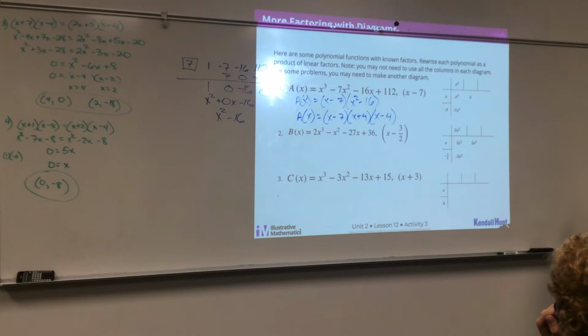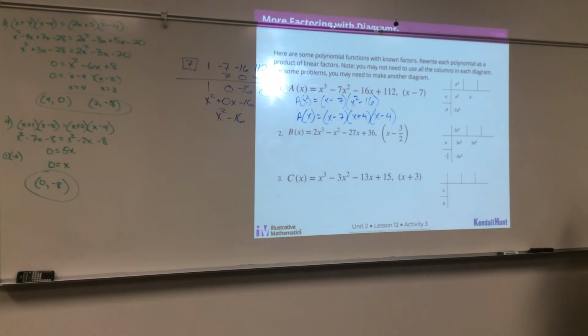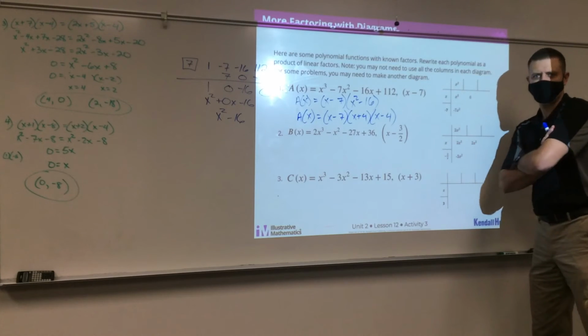So we would be done with number 1 now. Okay? By the way, where does the graph of a of x cross the x-axis? 7, -4, +4. Okay, so you could draw a pretty good sketch of this graph now too.